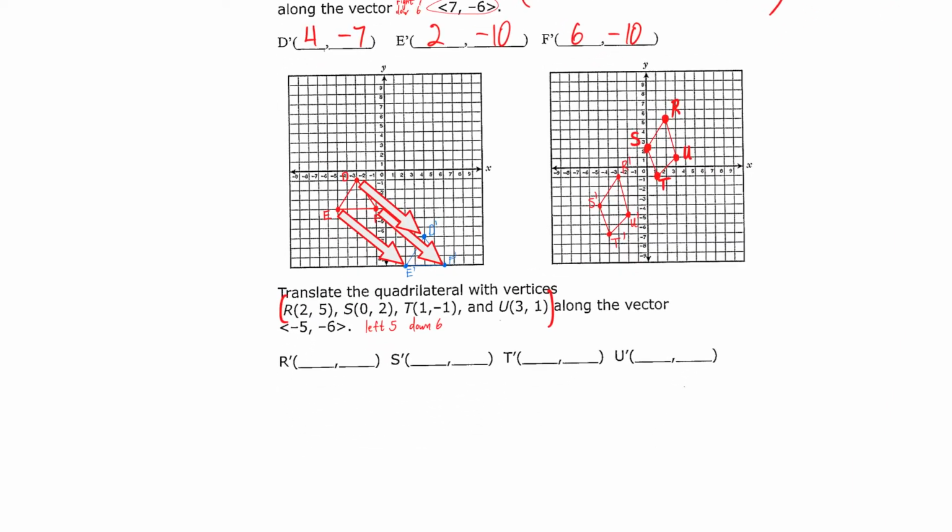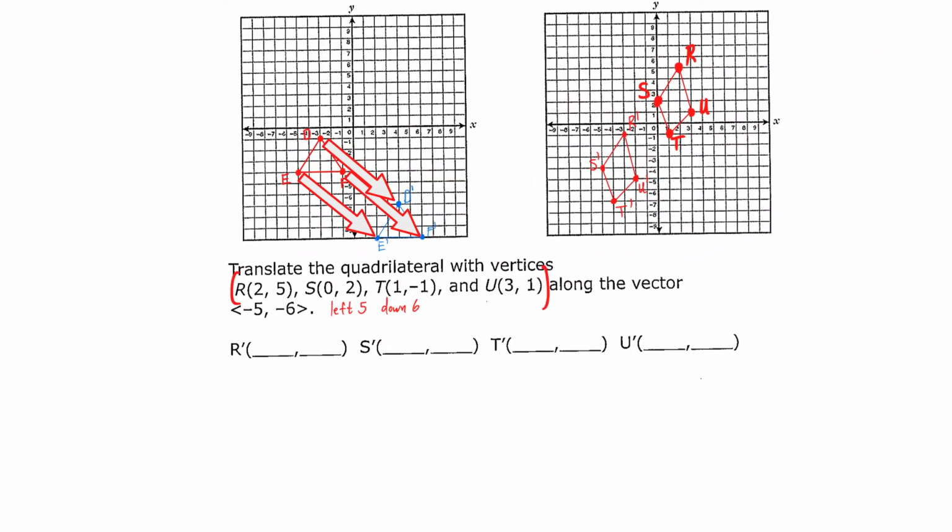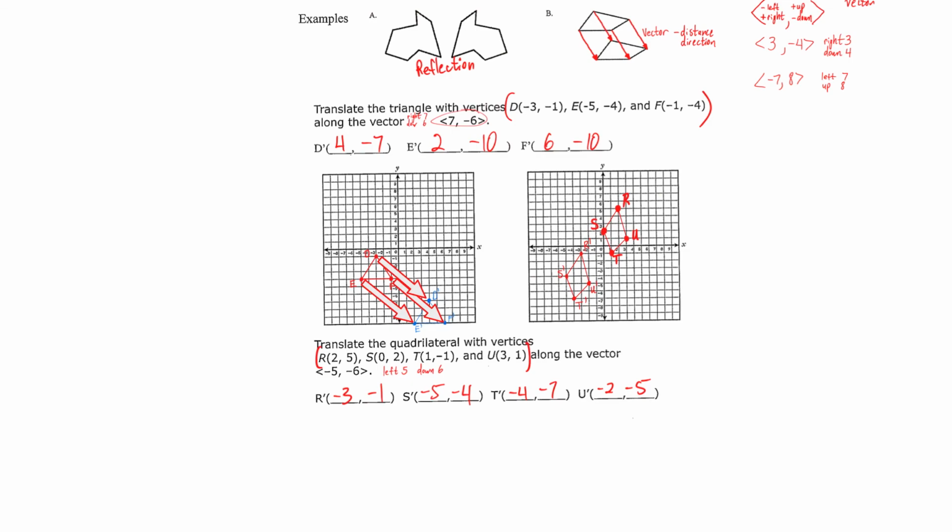So what are the coordinates of R prime? -3, -1. S prime? -5, -4. T prime? -4, -7. And then U prime? -2, -5.